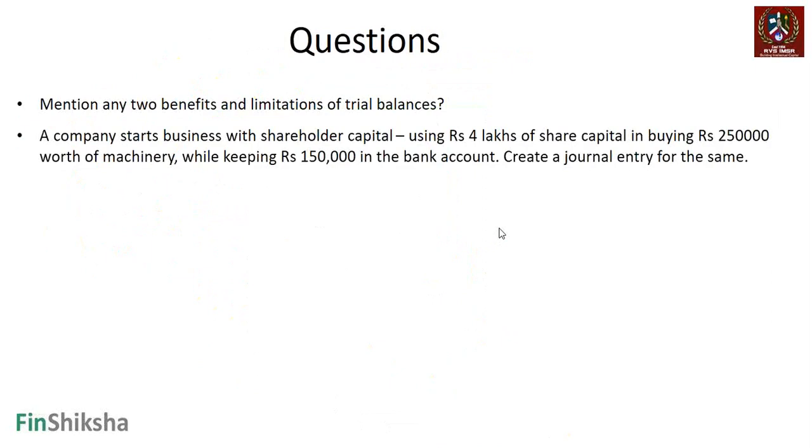And just like always, when we close, we are asking two questions here. Just try and answer these two. Mention any two benefits and limitations of trial balances. And a company starts business with shareholder capital, using rupees 4 lakhs of share capital in buying rupees 2.5 lakh worth of machinery and keeping the remaining 1.5 lakh in a bank account. Create a journal entry for the same.